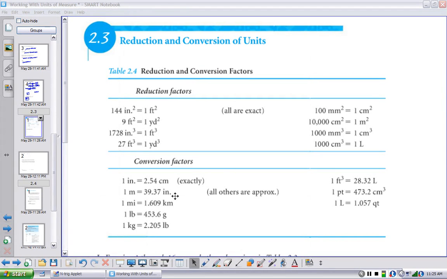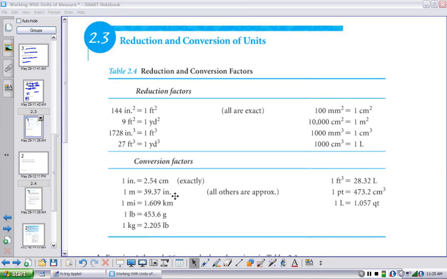In 2.3, we're going to look at reduction and conversion of units. We have some reduction factors, how to get square inches to square feet. We know that 12 inches is 1 foot, so if we think about square units, 144 square inches is 1 square foot. We know that there are 3 feet in 1 yard.